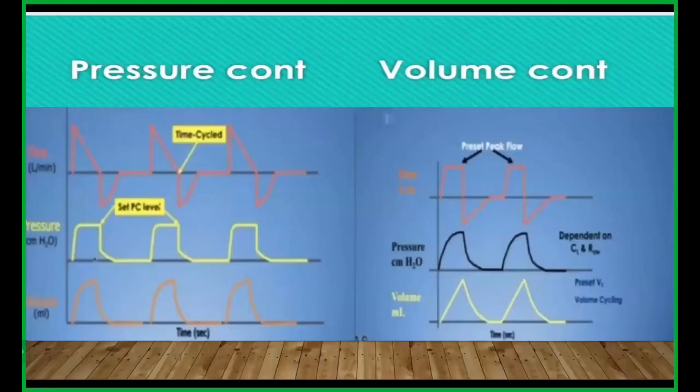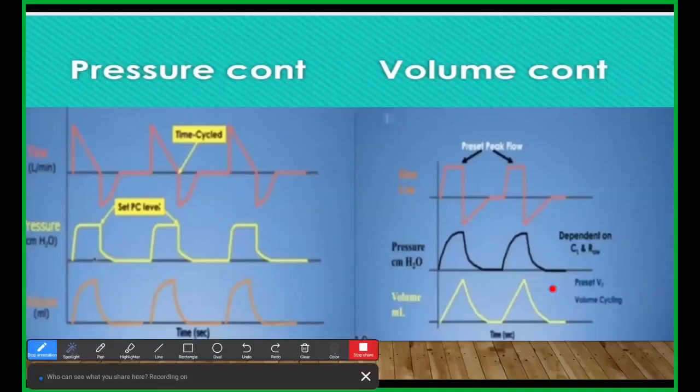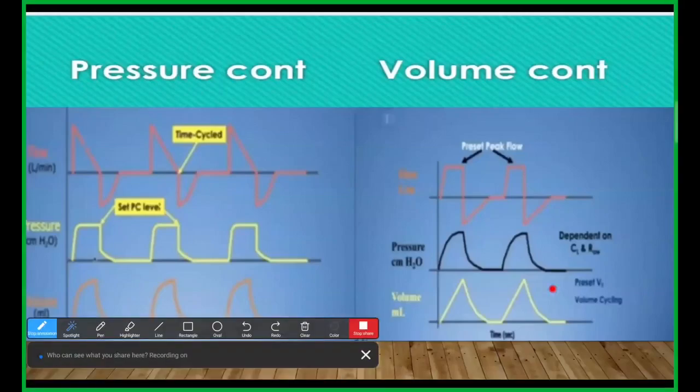Coming to the scalars. What differences can you see in the pressure control ventilation scalar and the volume control ventilation scalar? You plot time against flow, pressure, and volume. In pressure control ventilation, your pressures are constant. So in the pressure time scalar, the inspiratory pattern will have a squared pattern. This is the set pressure control level.